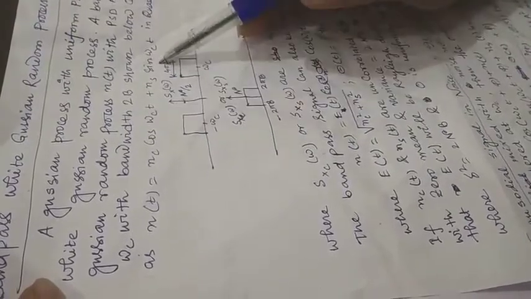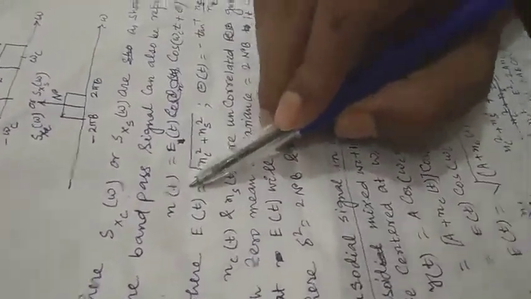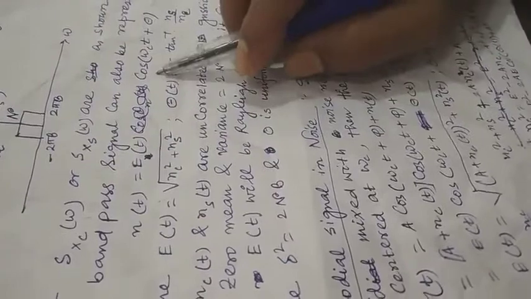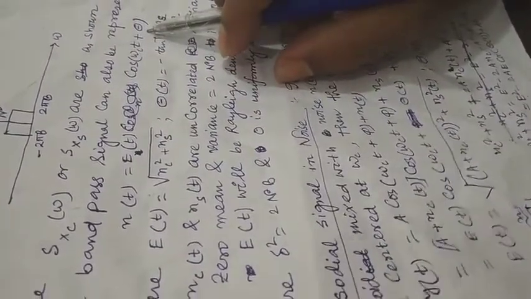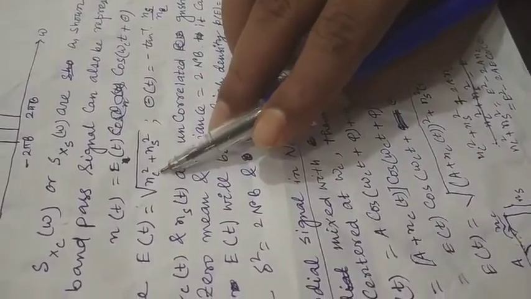The power spectral density of this is like that. Besides this quadratic form, we can have another representation for bandpass signals or bandpass noise. That is n(t) equals E(t) cos(omega_c t plus theta(t)), where E(t) is the square root of Nc squared plus Ns squared, and theta(t) is minus tan inverse of Ns by Nc.